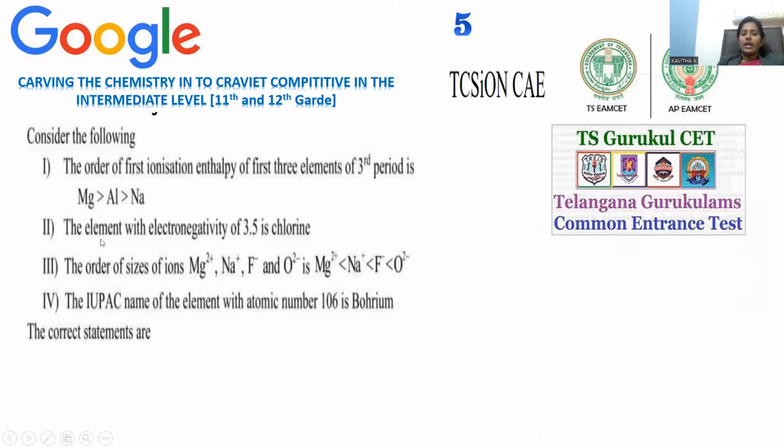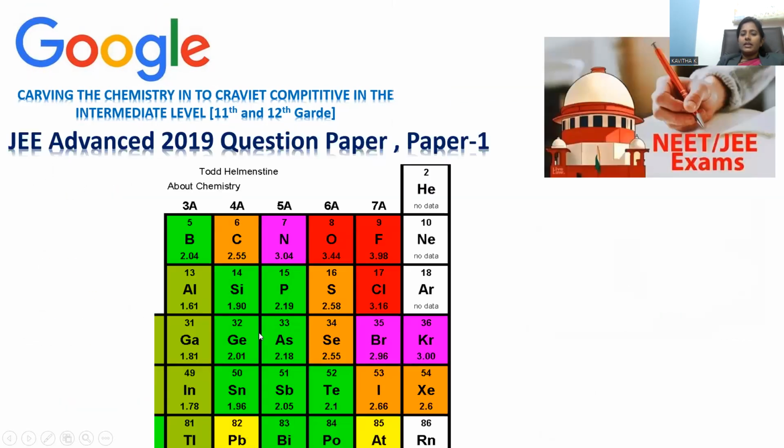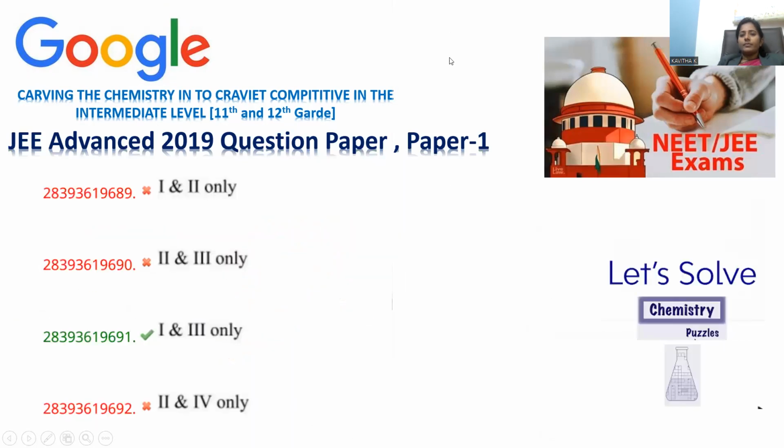This is correct only. Element with electronegativity 3.5 is chlorine. They are saying that, let's observe. Chlorine is 3.16 only, but oxygen is 3.5. So this is the wrong one they mentioned.